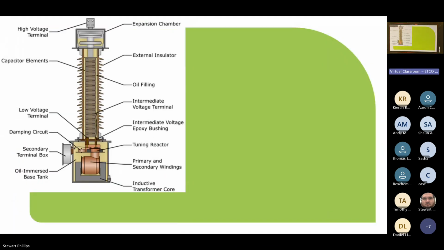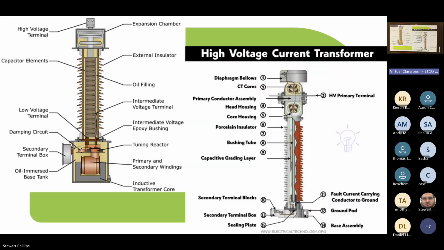Cool. So this is an example of the high voltage potential transformer. It's a cutaway with all the different parts labeled. And here we have an example of a high voltage current transformer. So these devices let us measure huge voltages and currents safely by scaling them down to manageable levels for instruments or relays.